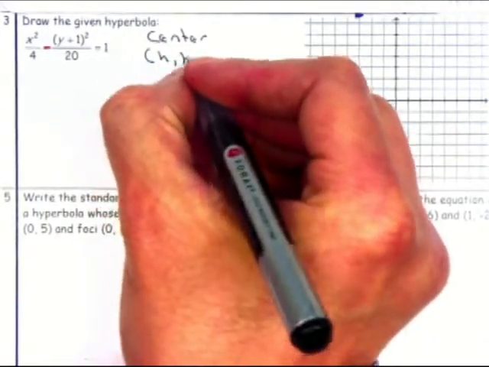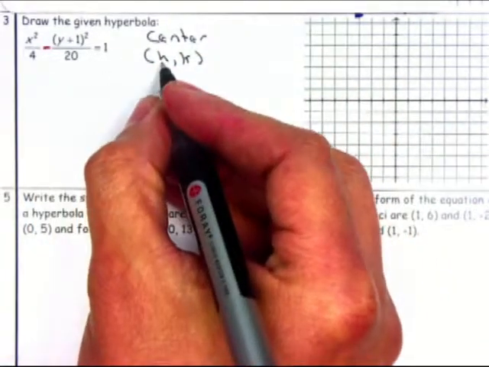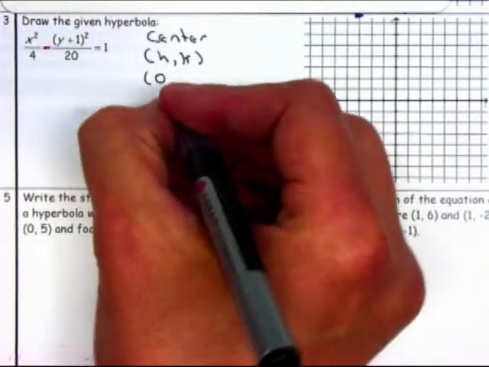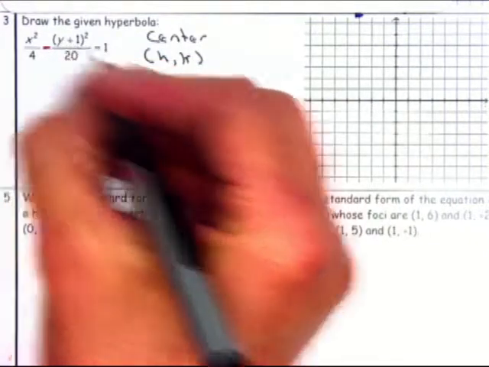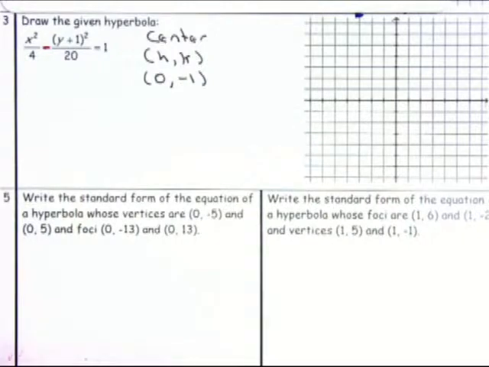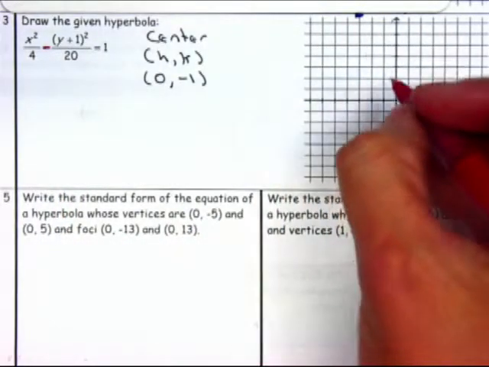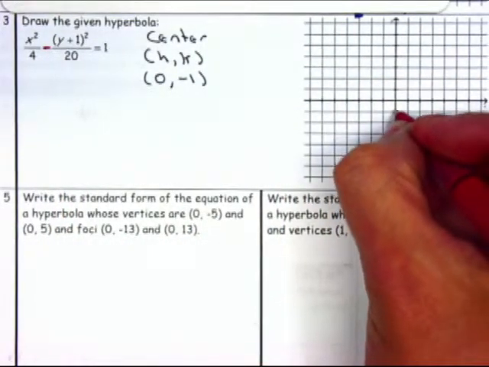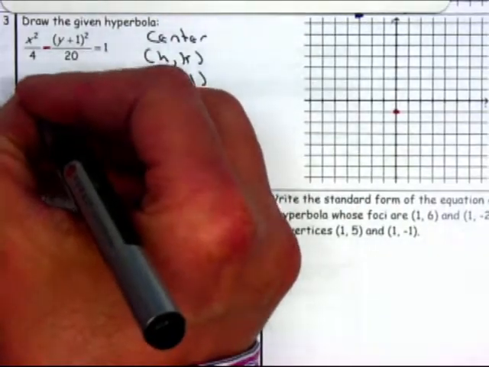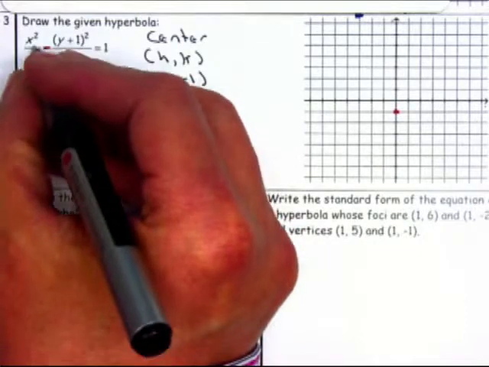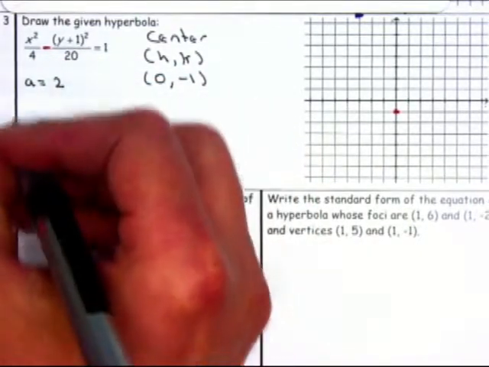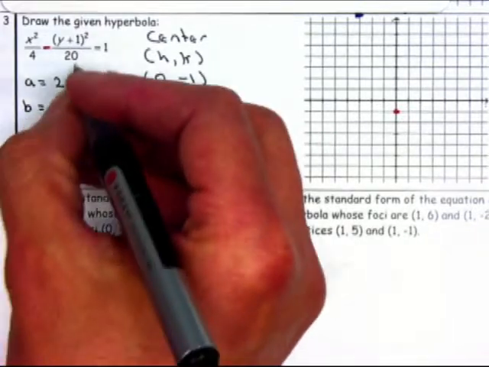H corresponds to the x value. In this case, there's 0. K is negative 1. Remember, it's always the opposite. So first point is 0, negative 1. Now I'm going to find the value of a and b. A is the square root of 4, which is 2. B is the square root of 20, which is approximately 4.5.